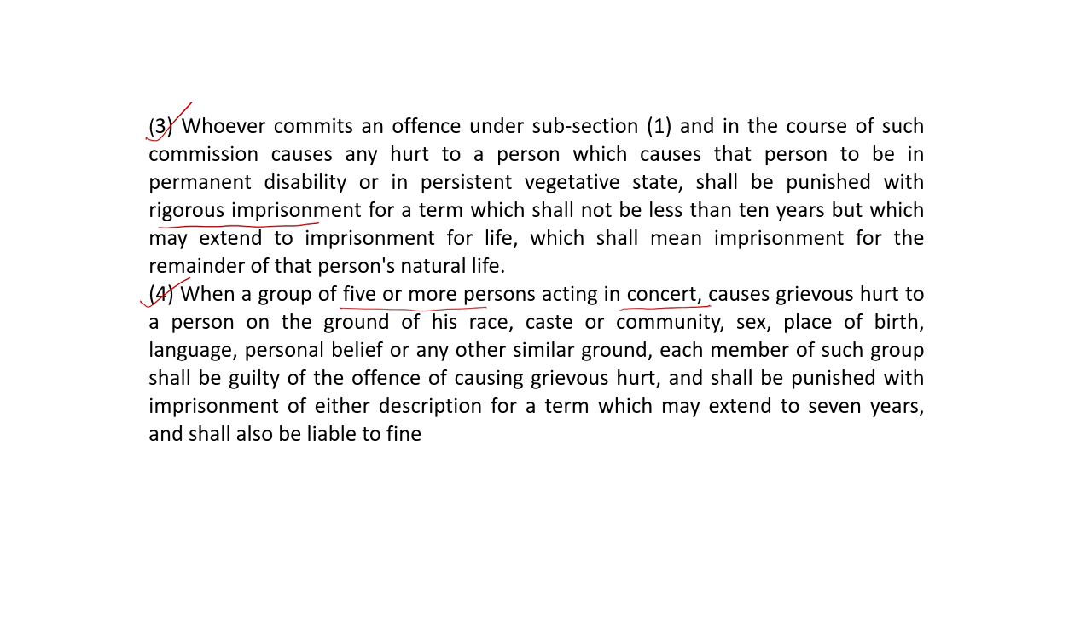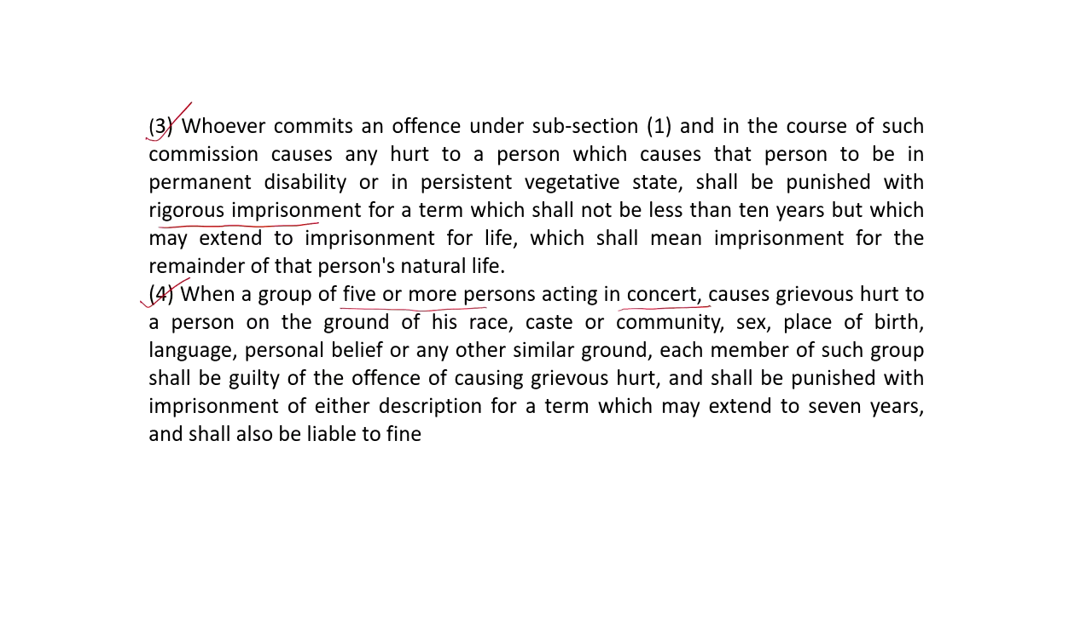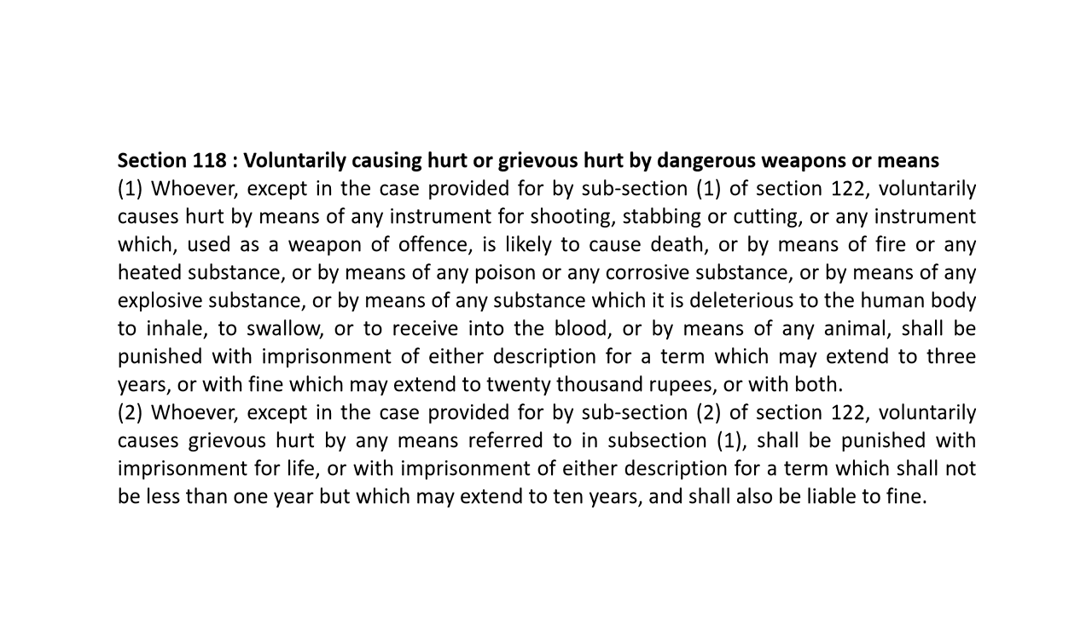Now clause 2, which is punishment for murder, is a new addition again, which is talking about punishment in cases of mob lynchings, hate crimes, honor killings. Similarly here also, when 5 or more than 5 people are acting in concert, and when it has caused any kind of grievous hurt to the person, if the person dies, punishment would be under clause 2 of section 103. But if the person doesn't die, then the punishment would be for grievous hurt under clause 4 of this section. Now coming to section 118, voluntarily causing hurt or grievous hurt by dangerous weapons or means.